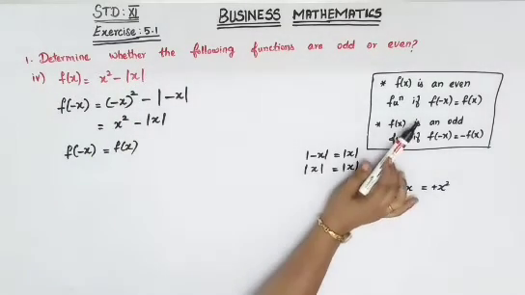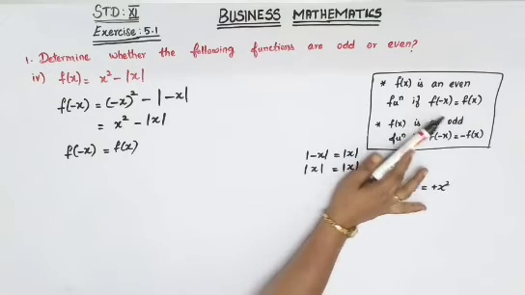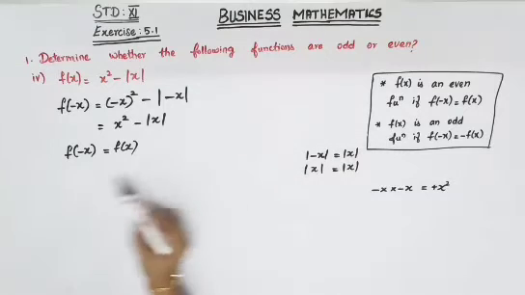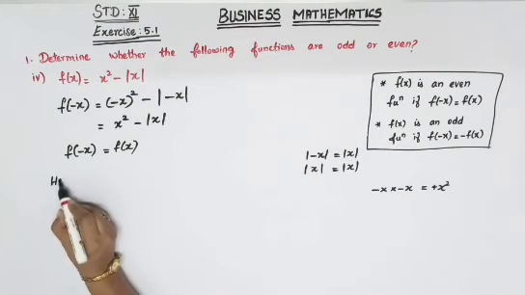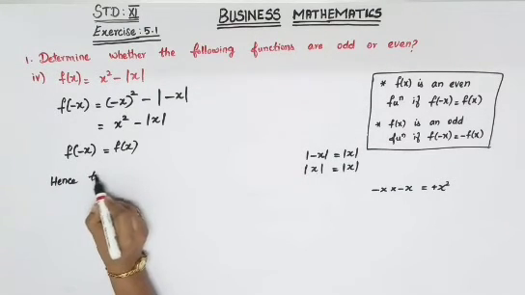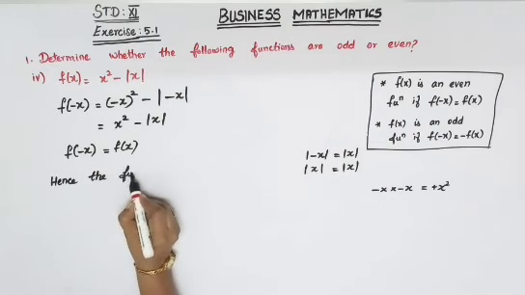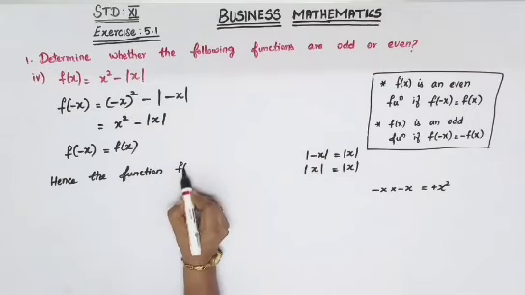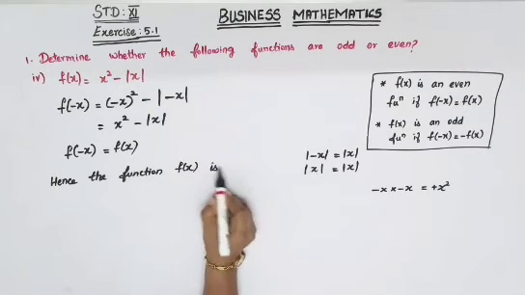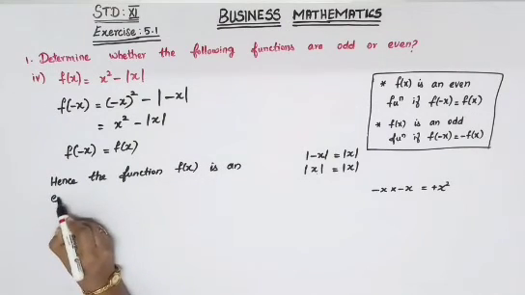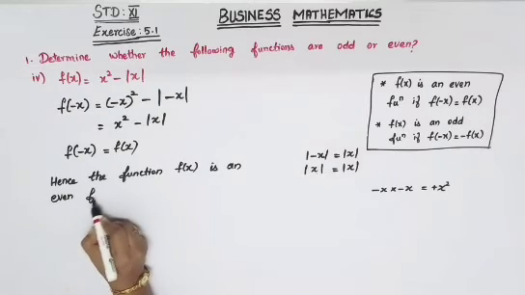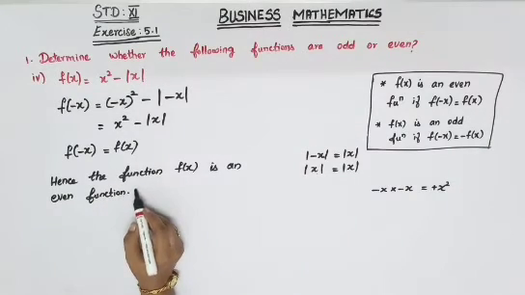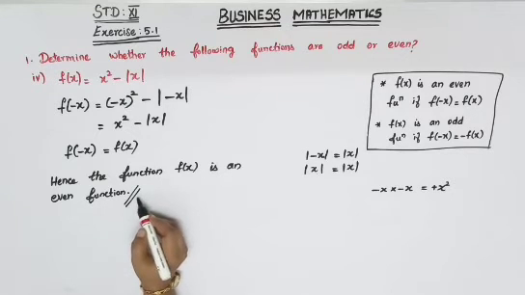Now getting back to your condition, f of minus x is equal to f of x, then the function is an even function. Therefore you can write, hence the function f of x is an even function. This is the answer for your first question, fourth subdivision.